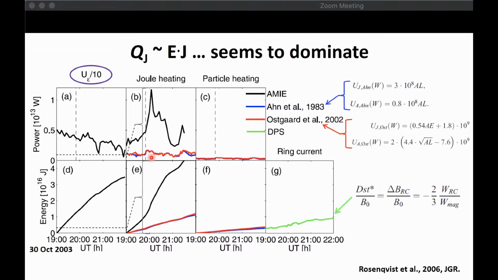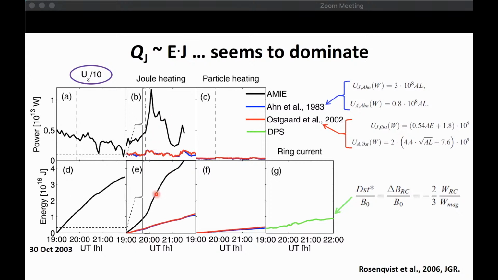This is a Joule heating estimate from a couple of different empirical models based on AL. And you can see that the AMIE estimate is substantially different from that, up to an order of magnitude. So that tells you that we have a lot of room for improvement at that time. And their estimates for the particle heating, which were again just AL estimates, which probably were not very realistic, are there. But it looks like the Joule heating is dominating in this case.